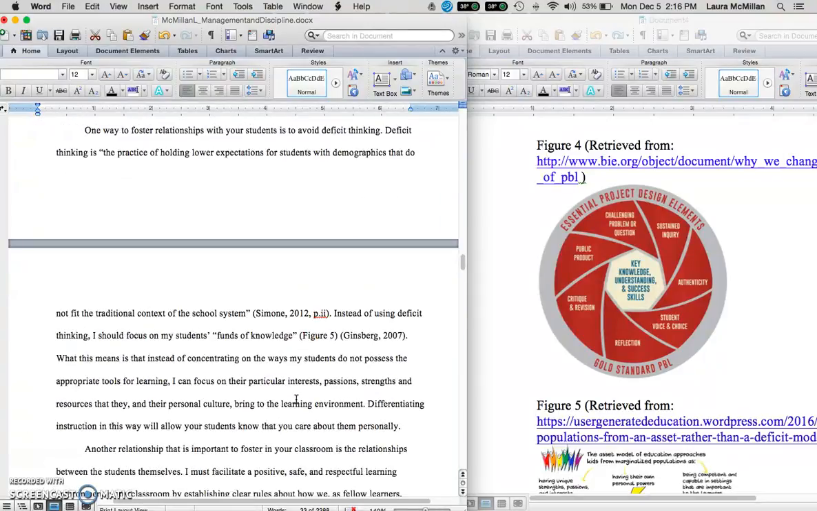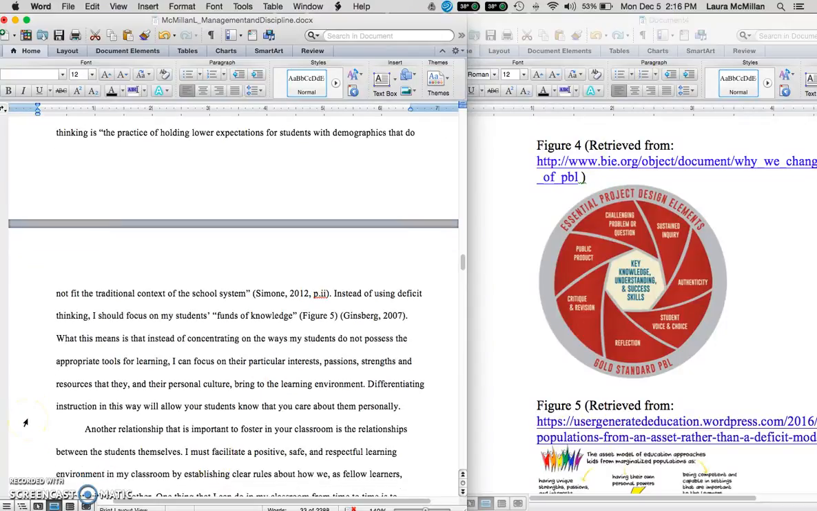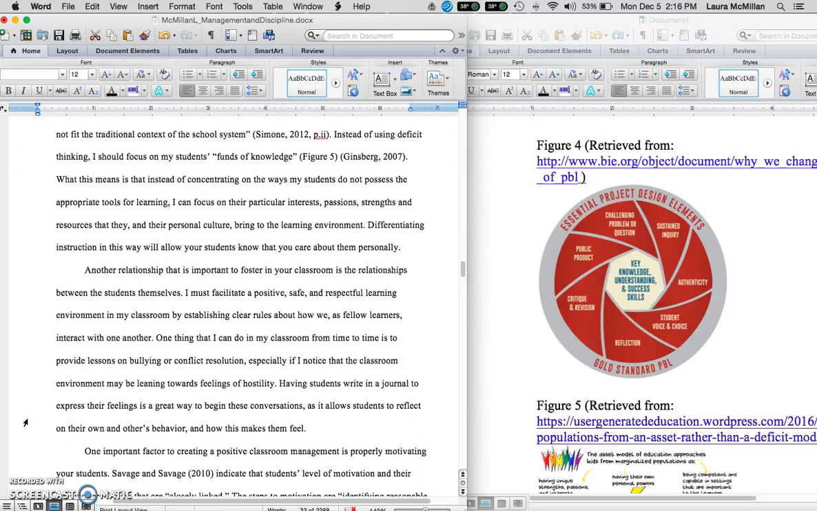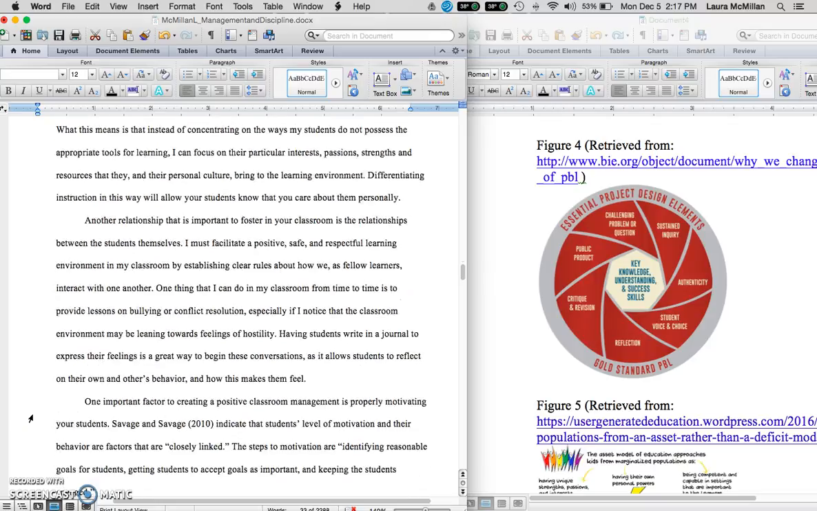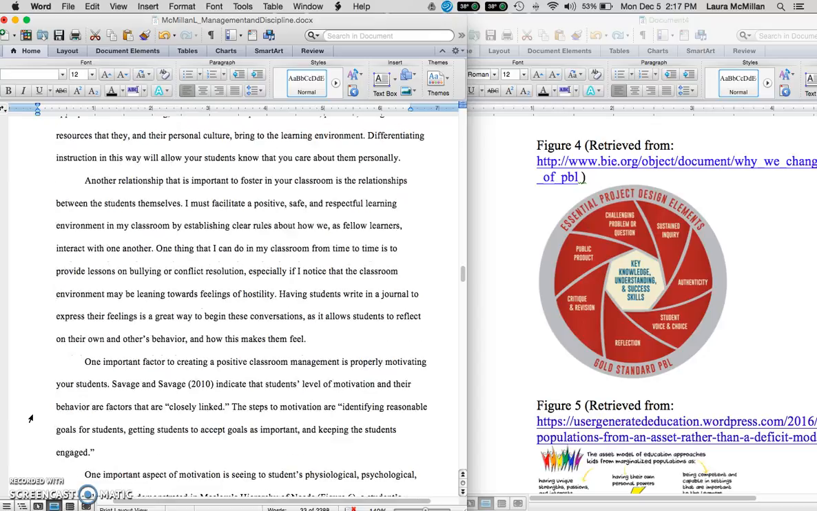One way to foster relationships with your students is to avoid deficit thinking. Deficit thinking is the practice of holding lower expectations for students with demographics that do not fit the traditional context of the school system. Instead of using deficit thinking, I should focus on my students' funds of knowledge. What this means is that instead of concentrating on the ways my students do not possess the appropriate tools for learning, I can focus on their particular interests, passions, strengths, and resources that they, and their personal culture, bring to the learning environment. Differentiating instruction in this way will allow your students to know that you care about them personally.